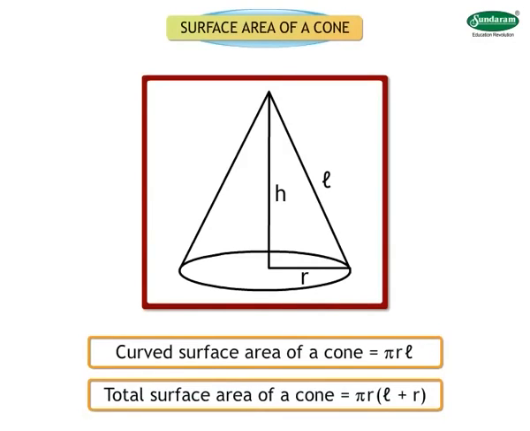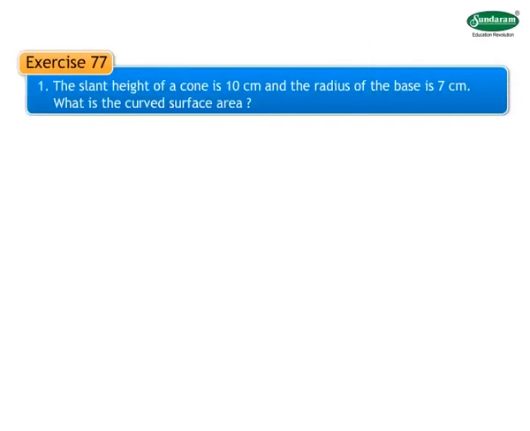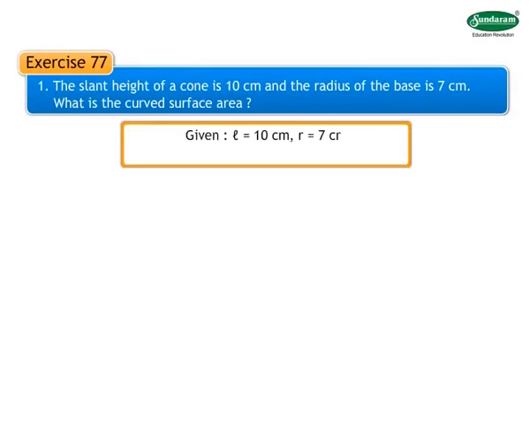Let us solve question 1 from exercise 77. 1. The slant height of a cone is 10 centimeter and the radius of the base is 7 centimeter. What is the curved surface area? Given slant height is equal to 10 centimeter, radius is equal to 7 centimeter. We have to find the curved surface area of the cone.